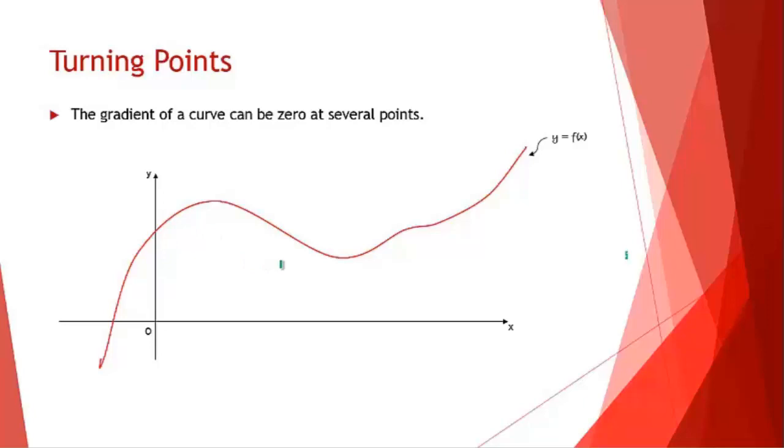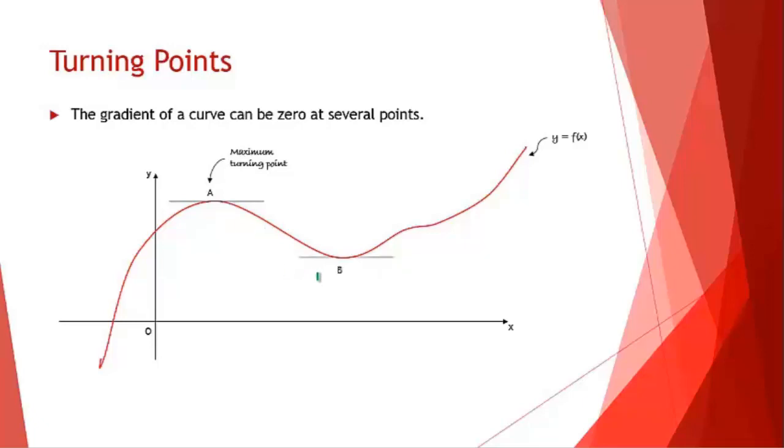Moving along the curve in the positive direction of the x-axis, in the neighborhood of A, the gradient changes from positive through 0 at A to negative. So A is called the maximum turning point. The y coordinate of A is called the maximum value of y, or the maximum value of f of x, where y equals f of x.